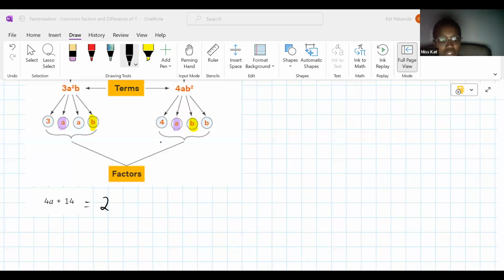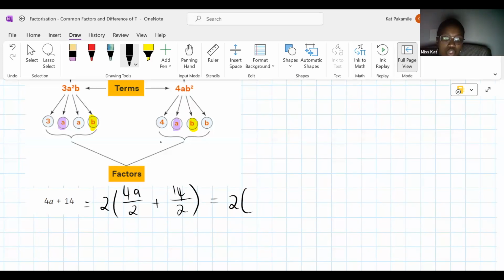So then you're going to say, that means the bracket is going to be 4a over 2 plus 14 over 2. Okay, so then you're going to have this 2 outside. Tell me what's 4a divided by 2? 2 goes into itself once and into 4 twice. So then you'll be left with 2a, and 2 goes into itself once and into 14 7 times. So it'll be plus 7. Thank you very much, Tammy.